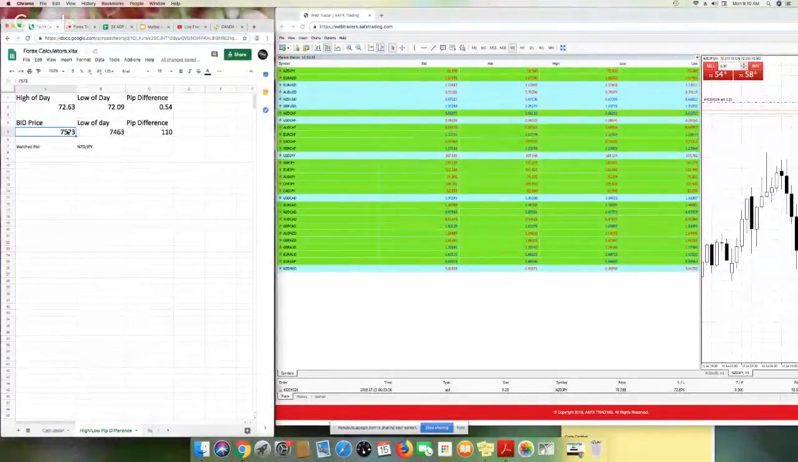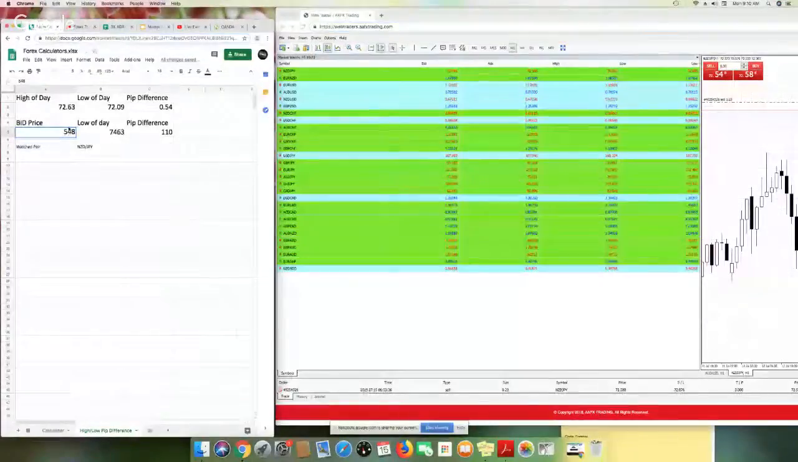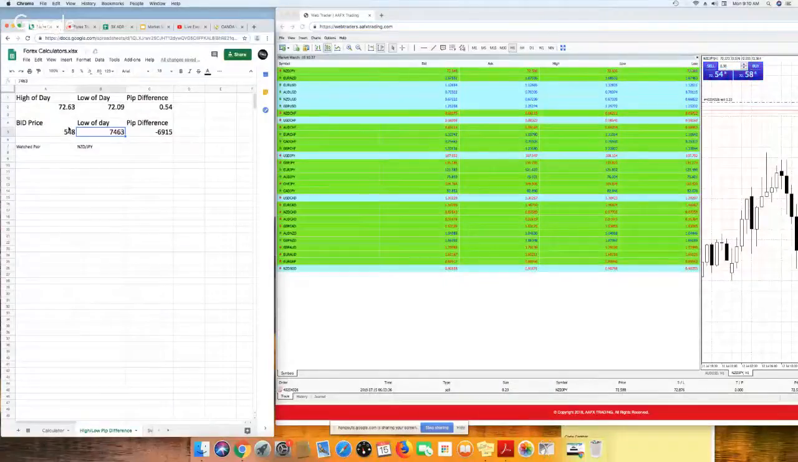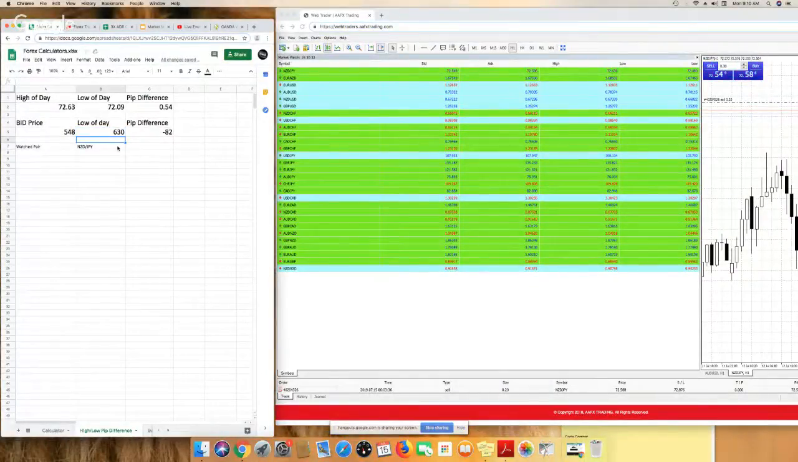And so we got a bid price now, 548. The high of the day still at 630. So it's 8 pips off the high. So just continue to keep an eye on it. And like I said, the lower the bid price goes, the better it is. I mean, it's just price action still at the end of the day. But as long as this high stays steady, then that's good stuff.